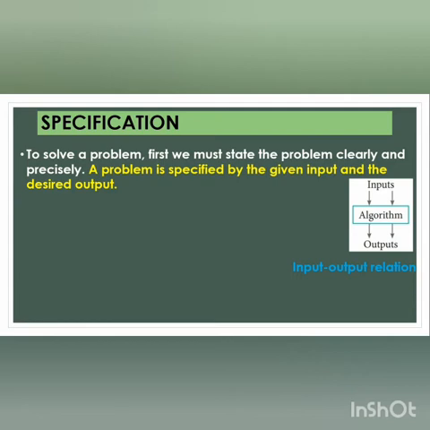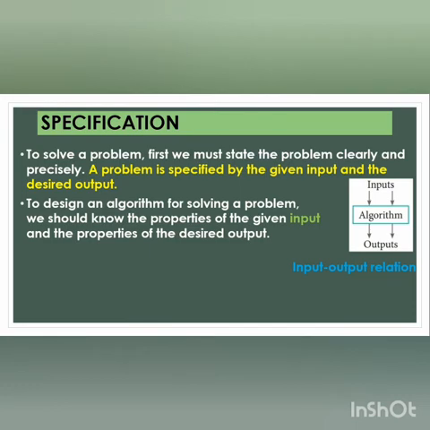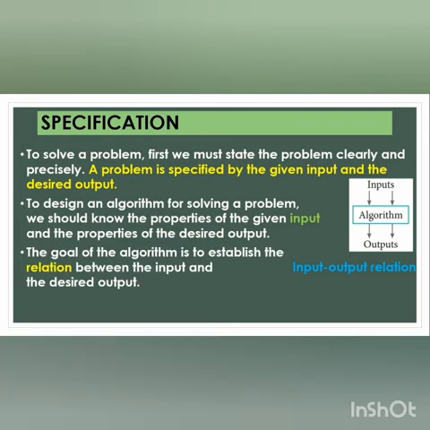While analyzing the problem itself, we are able to identify what inputs are required and what our desired output is. To design an algorithm for solving a problem, we should know the properties of the given input and the properties of the desired output. While designing an algorithm, the user should know the properties of the given input and the properties of the desired output. So, the goal of the algorithm is to establish the relation between the input and the desired output.